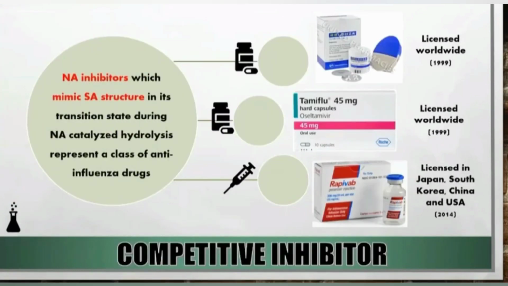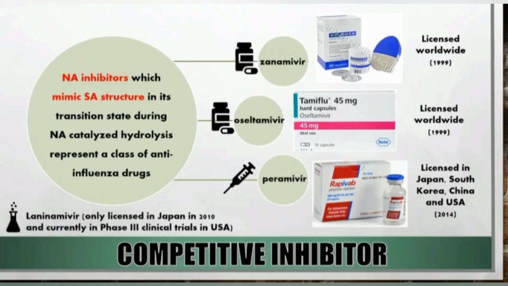Neuraminidase inhibitors, which mimic the sialic acid structure in its transition state during NA-catalyzed hydrolysis, represent a class of effective anti-influenza drugs. As I just explained, they are zanamivir, oseltamivir, peramivir, and laninamivir. Zanamivir is mainly delivered through inhalation and was licensed worldwide since 1999. Oseltamivir is mainly administered orally and was licensed worldwide since 1999.